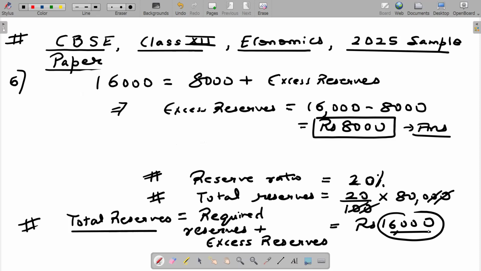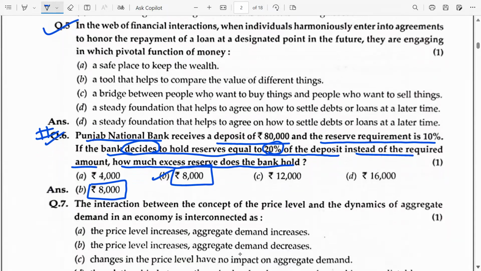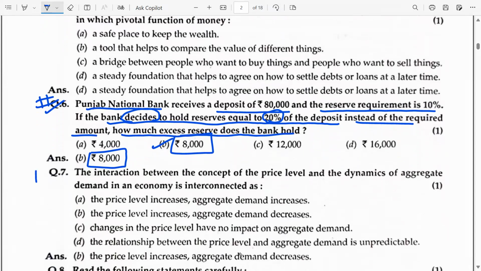Okay, so I can come back and we can mark the correct answer is 8,000 rupees. It's matching with the answer provided by the CBSE. Okay, so let's look at question number 7. The interaction between the concept of price level and dynamics of aggregate demand in the economy is interconnected as follows. Which unit is it in macroeconomics?